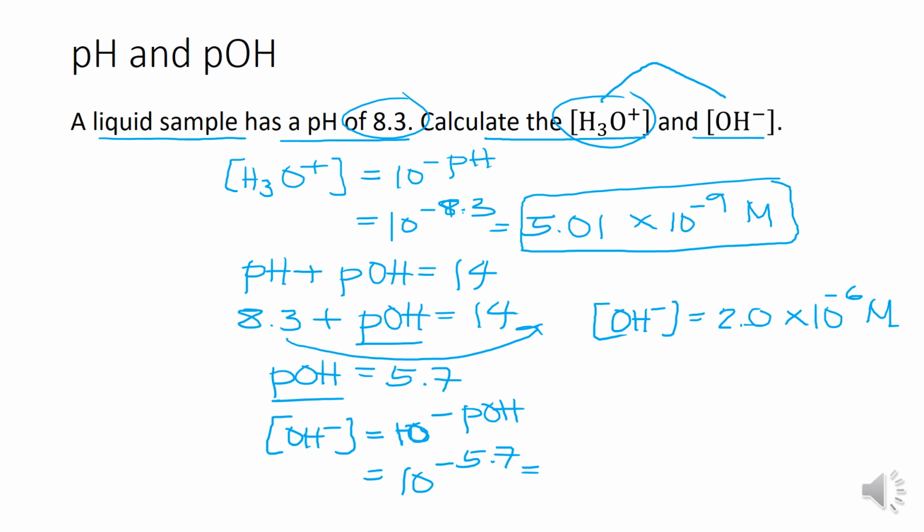So yes, in this problem, we can use the relationship between the hydronium ion concentration and hydroxide ion concentration, or between the pH and pOH, to solve for the hydroxide ion concentration.